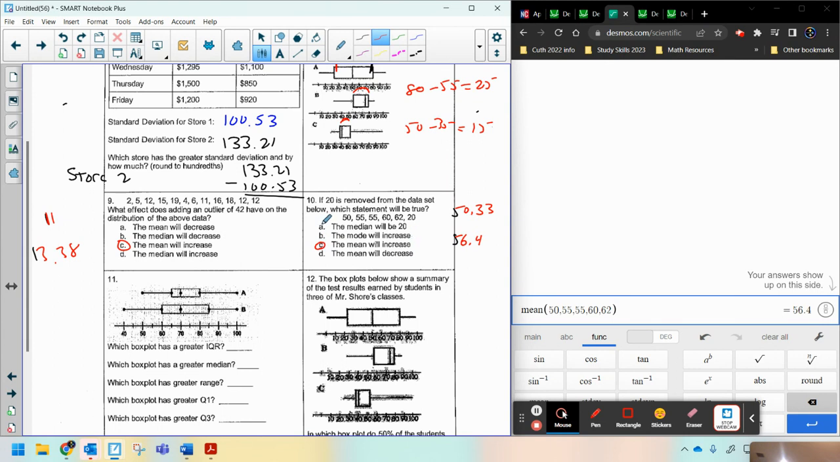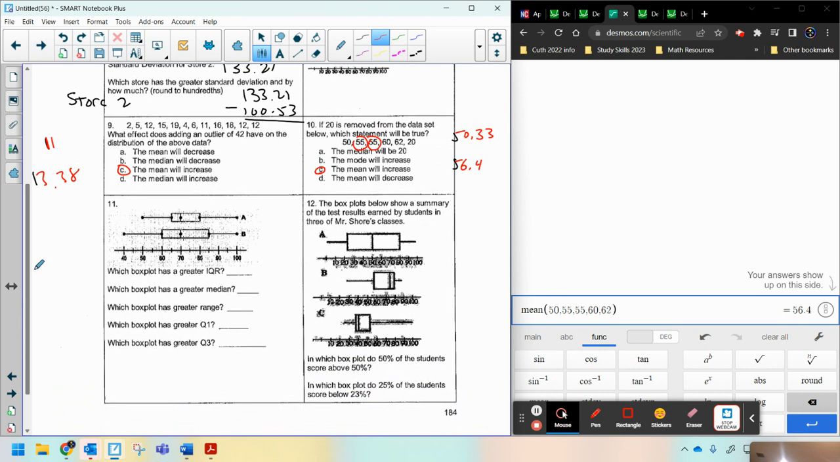Now, A doesn't even make sense at all. 20 won't be in there. The mode is not going to change because the mode is the most often. That's 55. And this, the mean will increase. All right. Which box plot has the greater IQR? Well, before even doing it, I can tell this one will because it's the widest from Q3 to Q1. Okay, so it's got to have the greatest IQR if it's the widest. So that's going to be B.